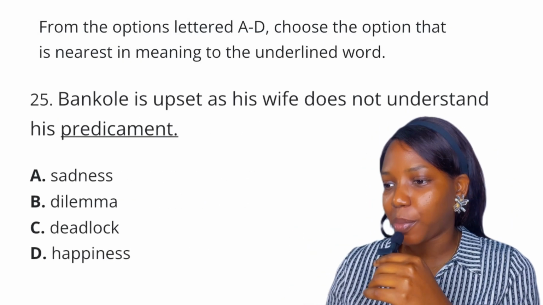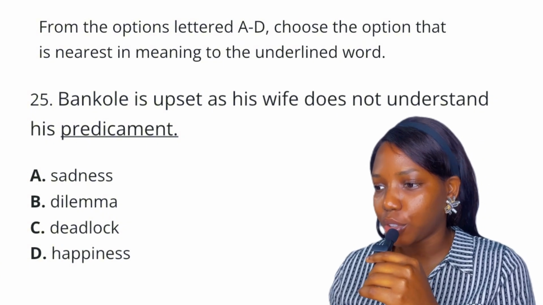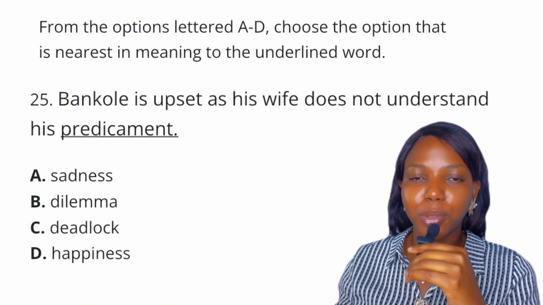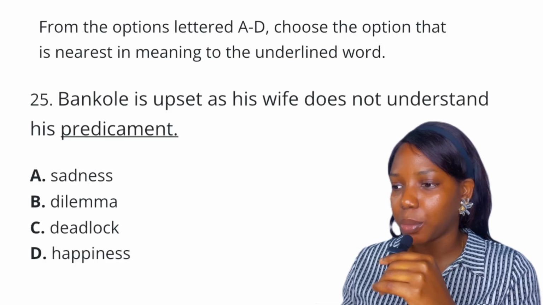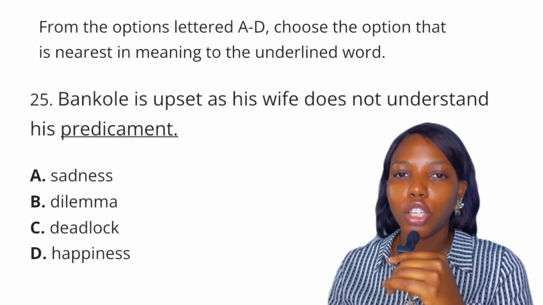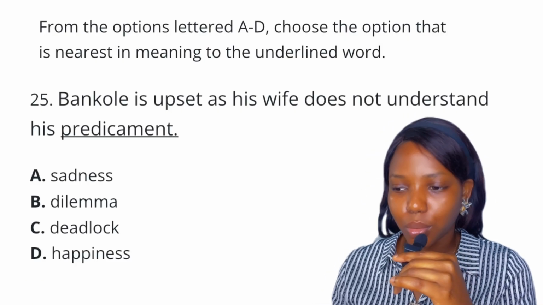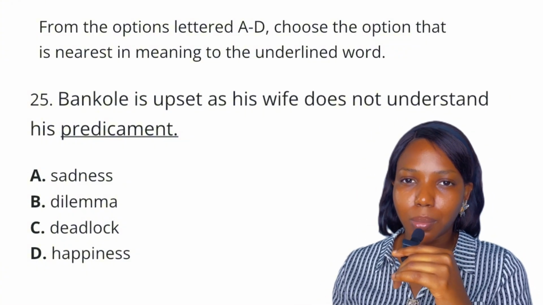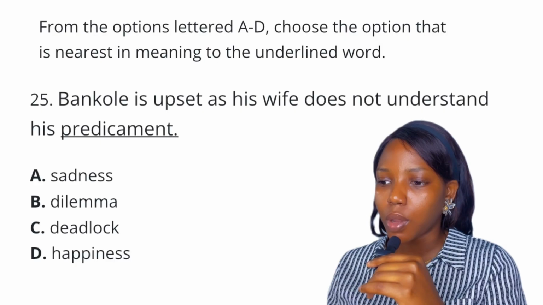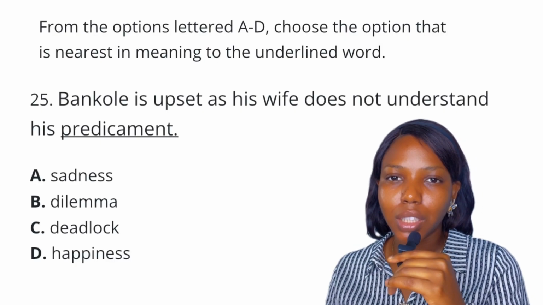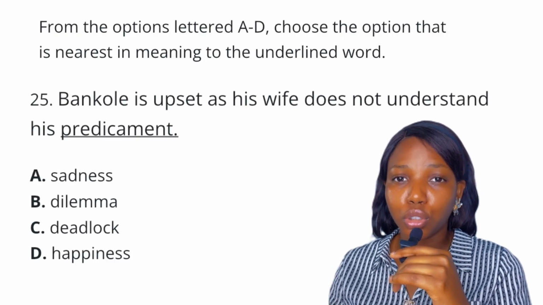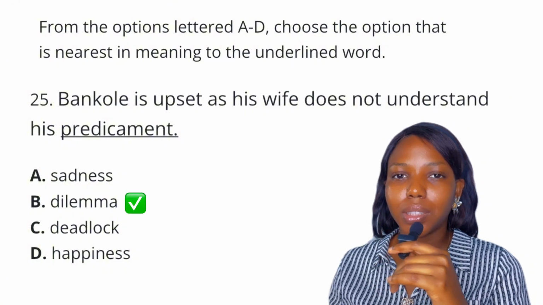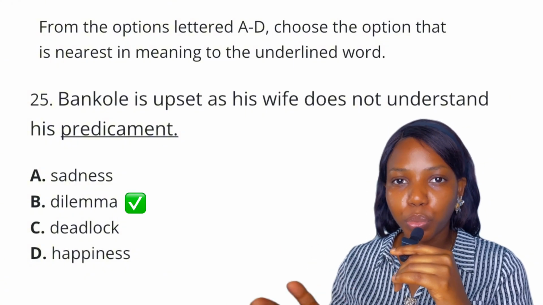Question 25. So Bankole is upset as his wife does not understand his predicament. Okay, so in this question, we have to choose the option that is nearest in meaning to the underlined words. Now, predicament means difficult situation, unpleasant situation. When we say sadness, sadness is an emotion, it is not the same as predicament. When we say dilemma, dilemma is a difficult situation where you have to choose between two difficult options or choices. Deadlock means standstill. It means no progress.